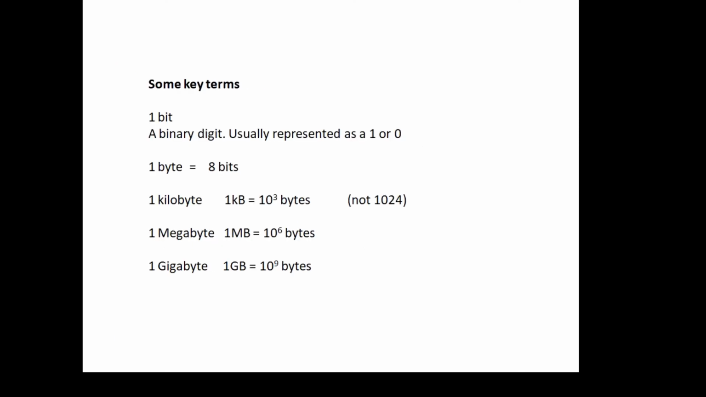Here are some key terms. A bit is a binary digit, and we usually represent it with either a 1 or a 0. 1 byte is 8 bits. A kilobyte is 1,000 bytes. If you do computing, you might know it's actually 1,024, but for A-level physics, it's 1,000. A megabyte is 10 to the 6 bytes, a million, and a gigabyte is 10 to the 9 bytes, a billion bytes.